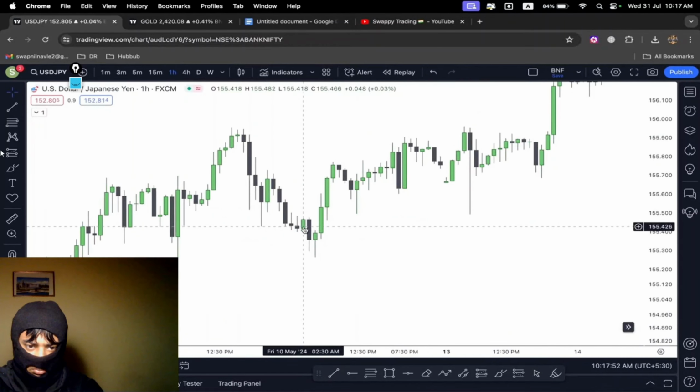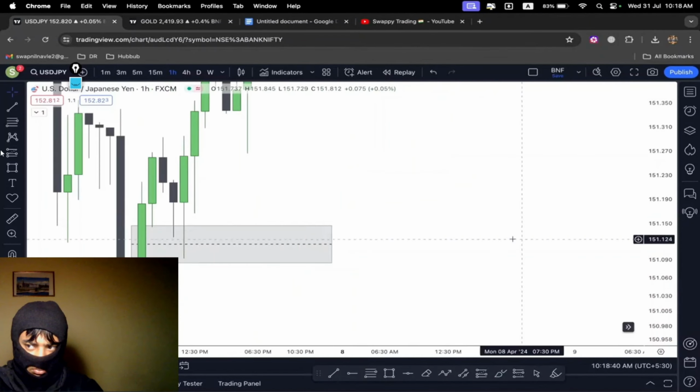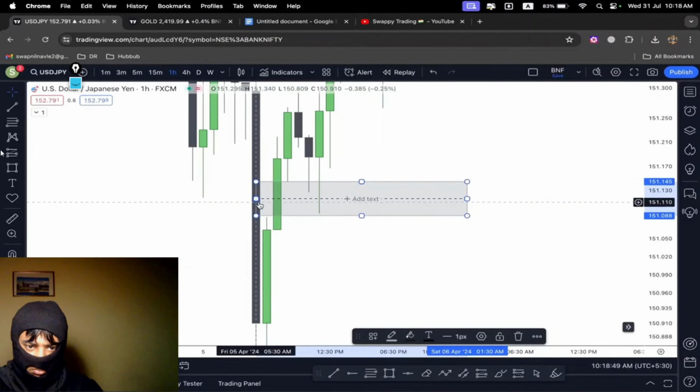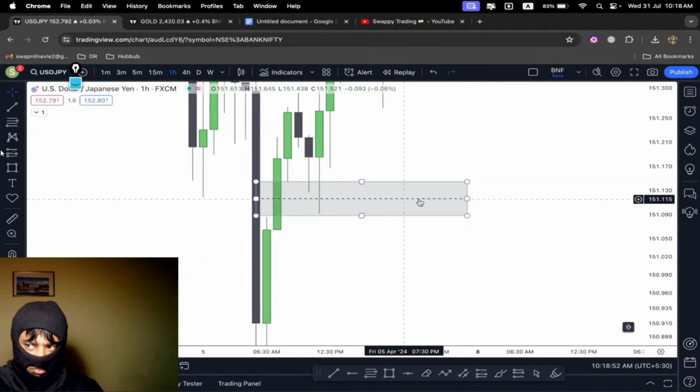There was a chart of USD JPY in the bullish trend. What happened here? A fair value gap was created in the market. Okay, we marked this fair value gap. Now you might say that we understood the FG in this. What are the components of a fair value gap? CE means consequent encroachment. Now, what is that? This middle line is what we call consequent encroachment.